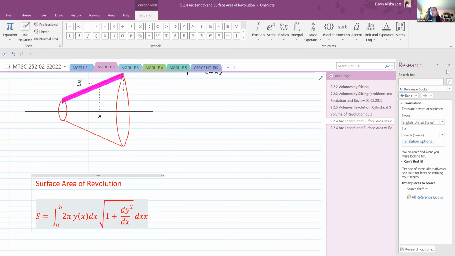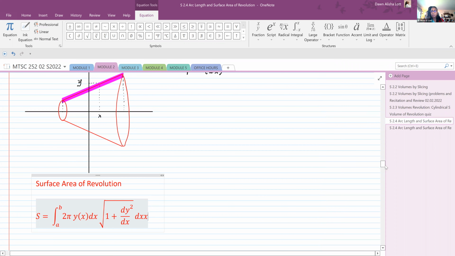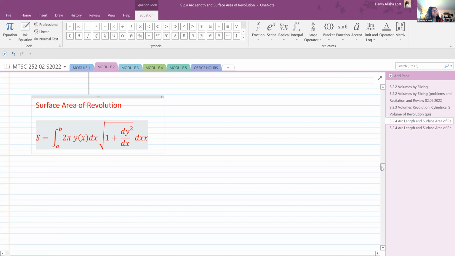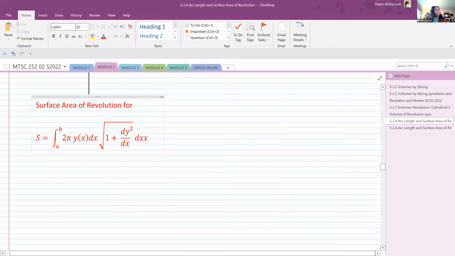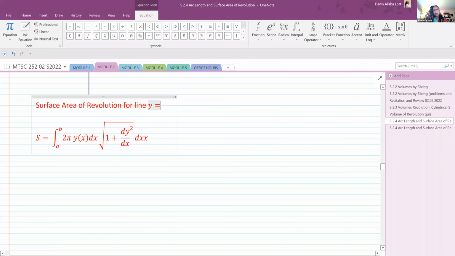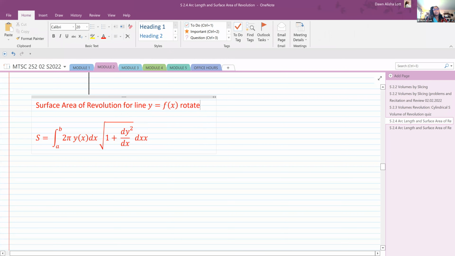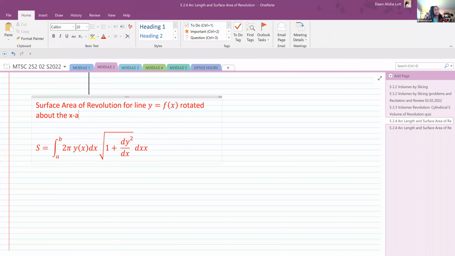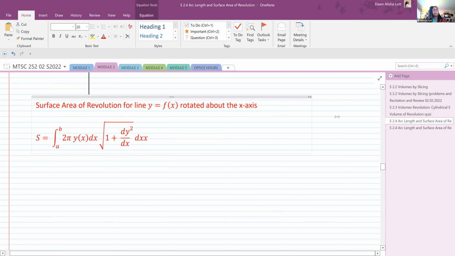Okay, so now what do I do with that? Well, this is actually just find the problems. So now we have two things. This is the surface area of revolution for a line y equals f of x rotated about the x-axis. All right, so we get this formula.